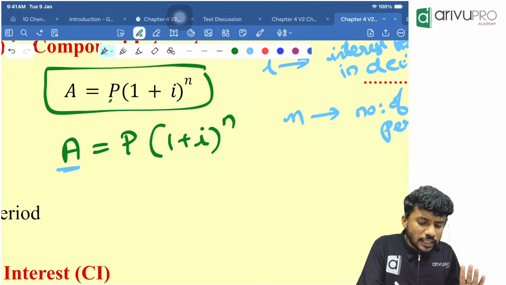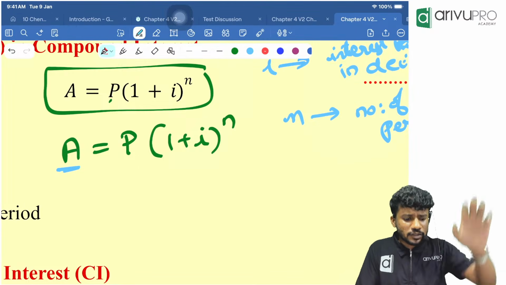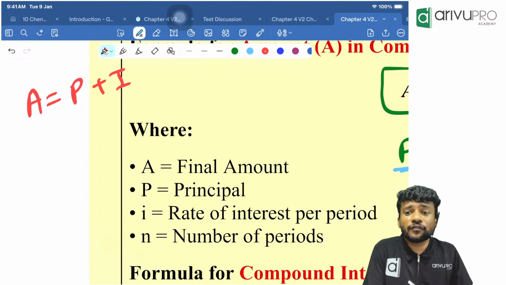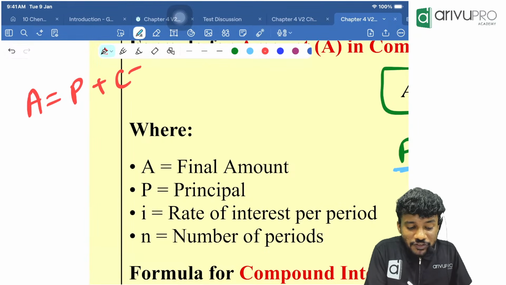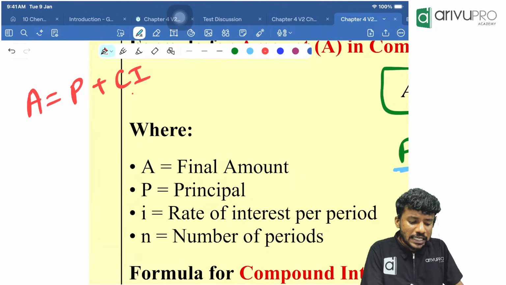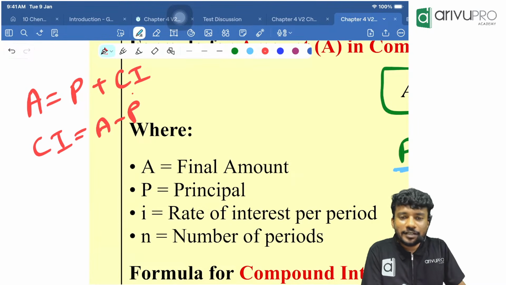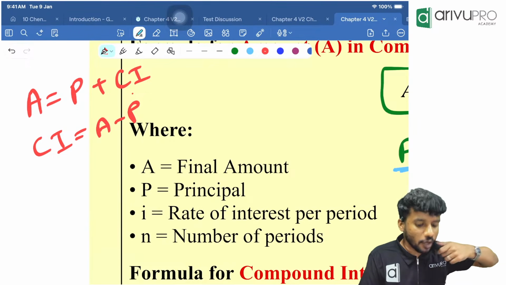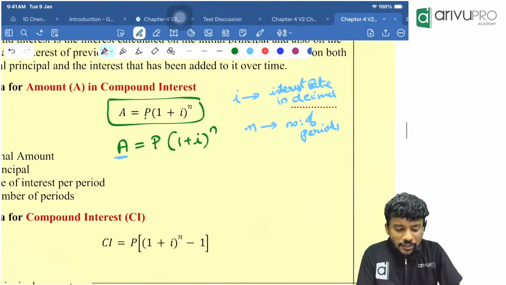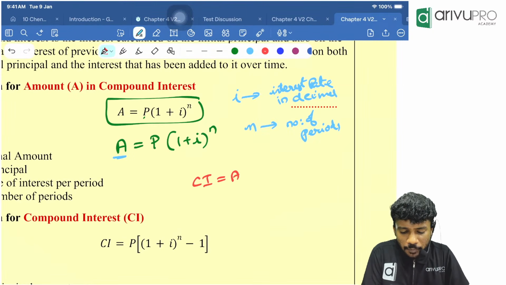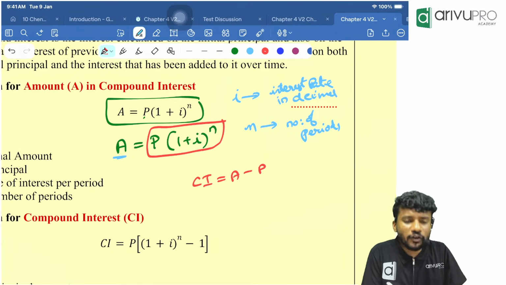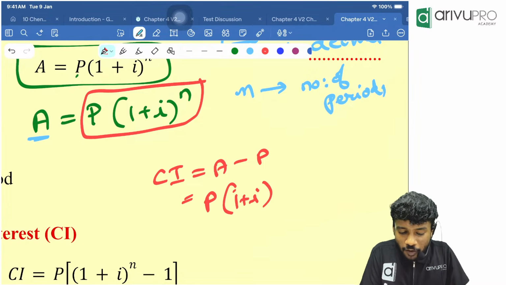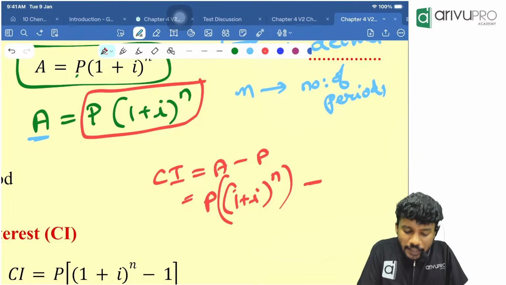Now, yesterday I told you the first equation. What is amount, in general? Amount is P plus I. In terms of compound interest, this I will become CI. Can I say from this that CI is nothing but A minus P? Just like I write SI is equal to A minus P, I can write CI is also equal to A minus P. Now, instead of A, what is the formula for amount in terms of compound interest? That is P into (1 plus i) the whole power n, then minus P.